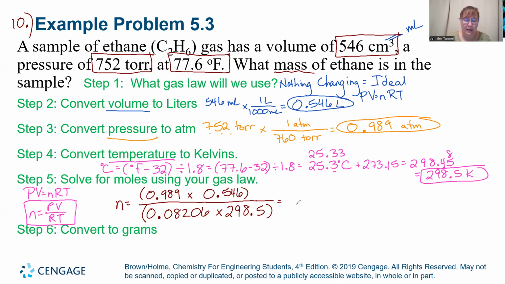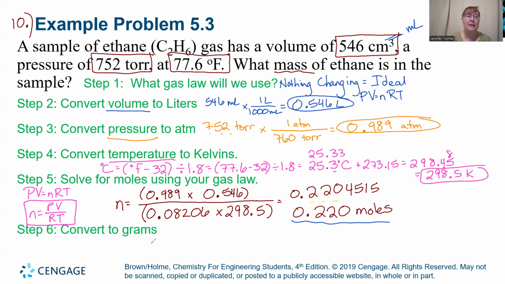And what we get here is 0.22045515. And we can only have three significant figures, 1, 2, 3. So we want to remember how we're doing that. Okay. And so that becomes 0.220. And here our units are in moles. Now we have to convert to grams. This is a very long and challenging problem. So this is going to become our new given, 0.220 moles.